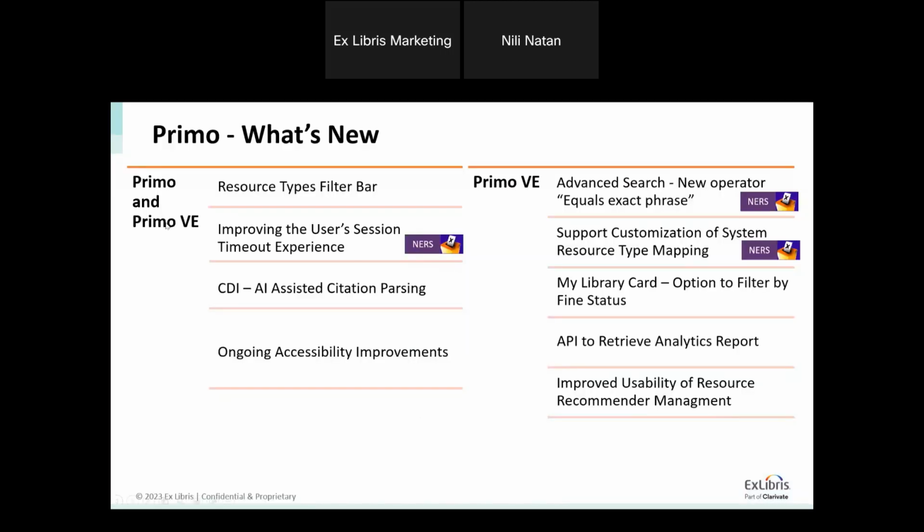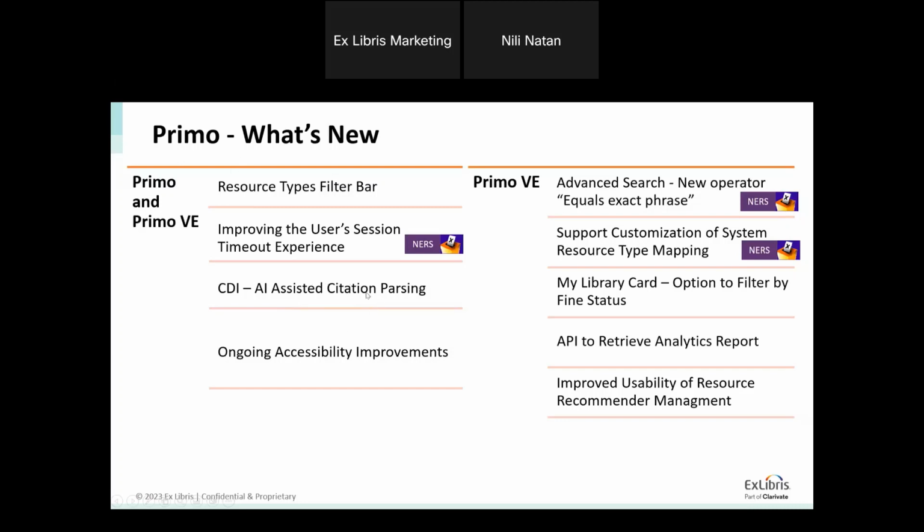As always, I'm sharing what is common in Primo and Primo VE and what is coming in Primo VE on the right side. So I said in Primo and Primo VE, both in May release, we are delivering the resource type filters and the session timeout experience. There was also an improvement released with CDI in March during your production, which is actually an improvement to the way citation searches are working, and I'll explain.